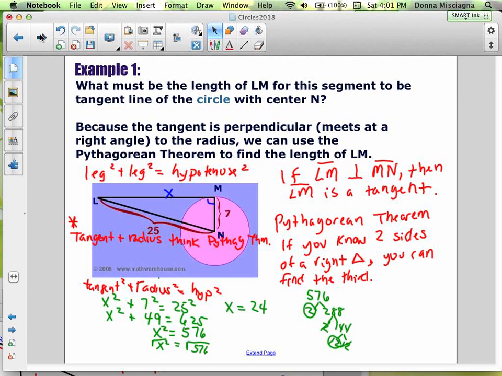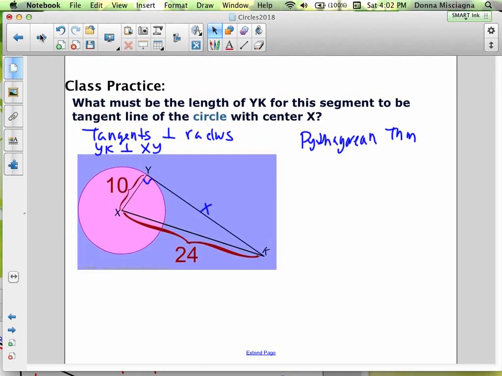And I think the ones in your homework are Pythagorean theorem. I don't believe there's any trig in your homework. And we're just waiting for the page to turn.